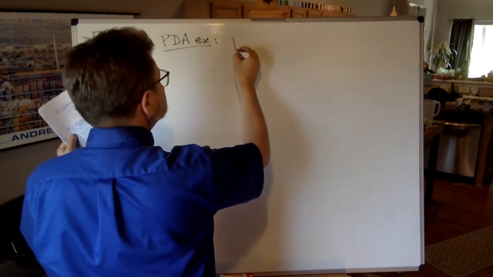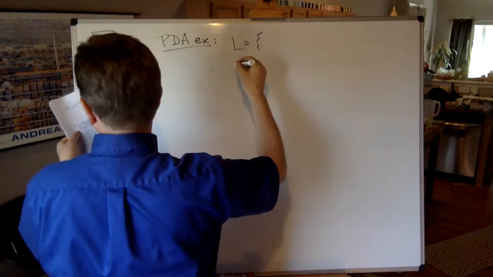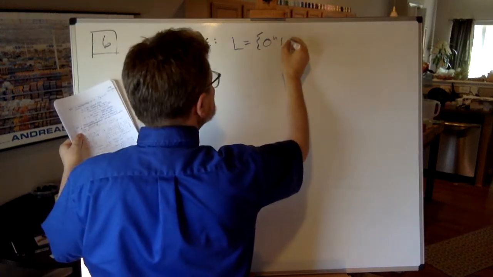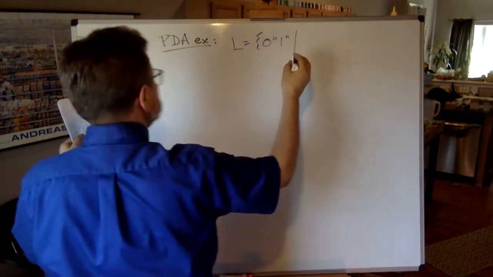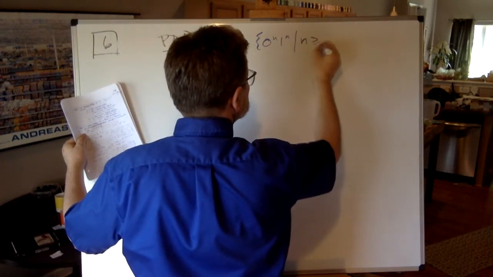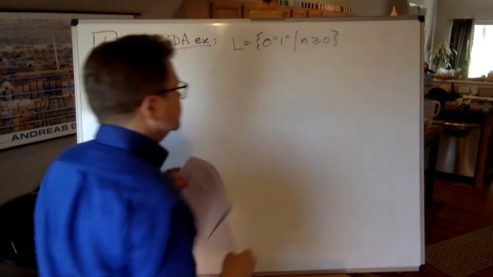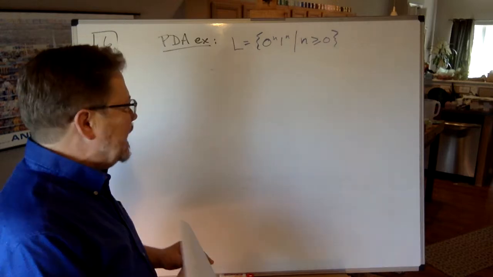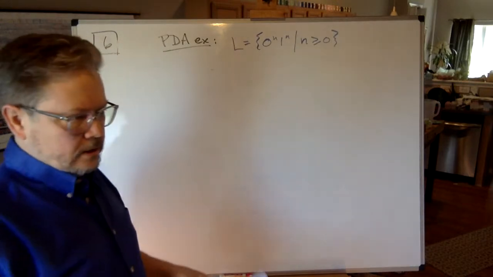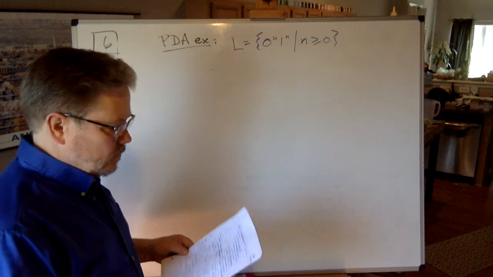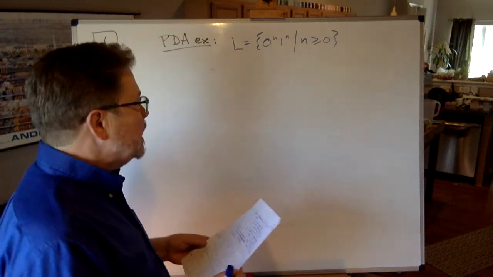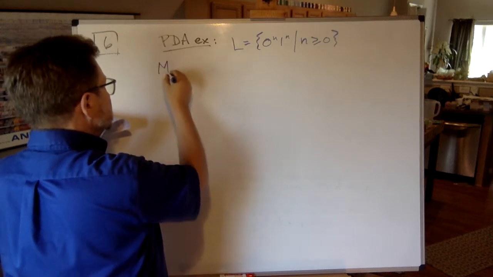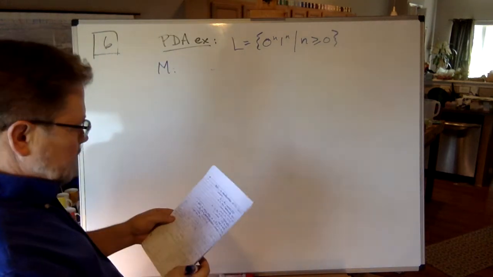Here's a language. L equals these strings: 0 to the n, 1 to the n, such that n is greater than or equal to 0. A quick observation about that: that's like our classic non-regular language. That's one of the easiest ones to prove is non-regular using the pumping lemma. But it is context-free, and we can design a machine that will recognize that language.